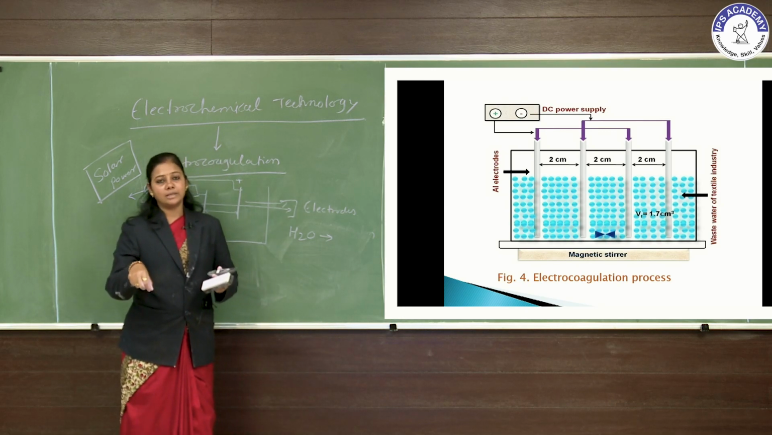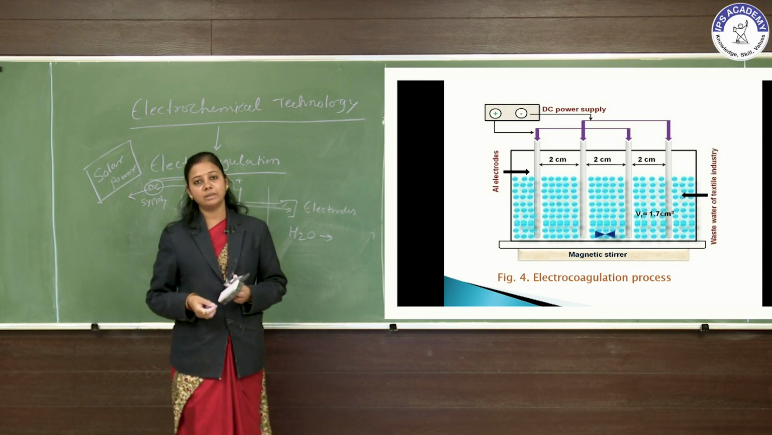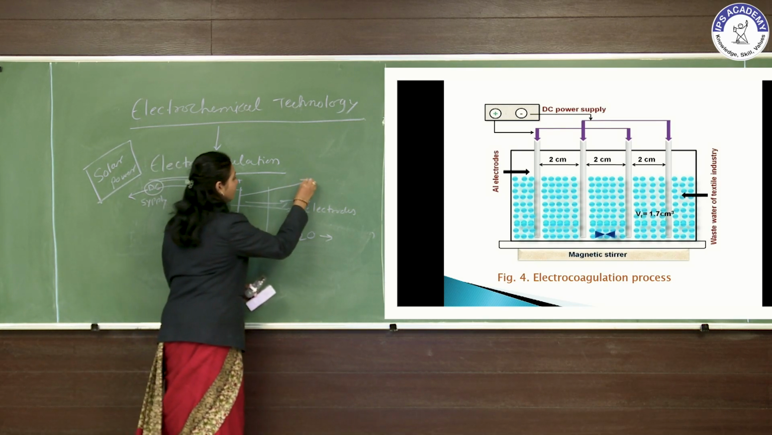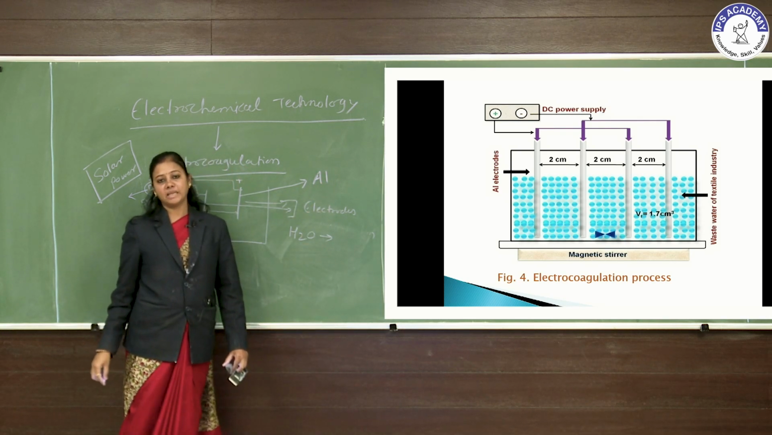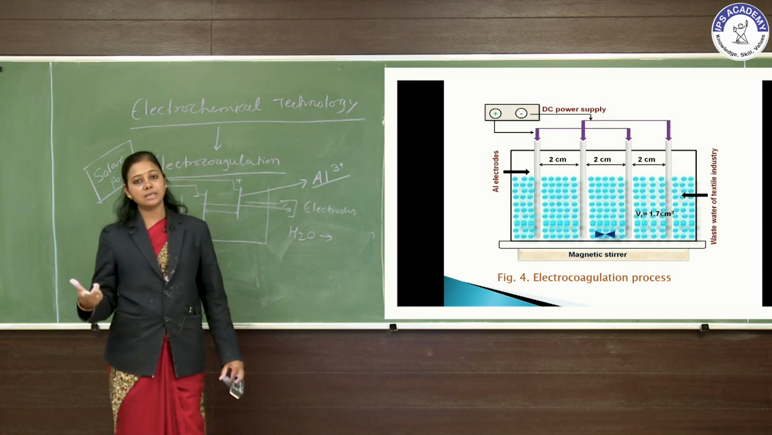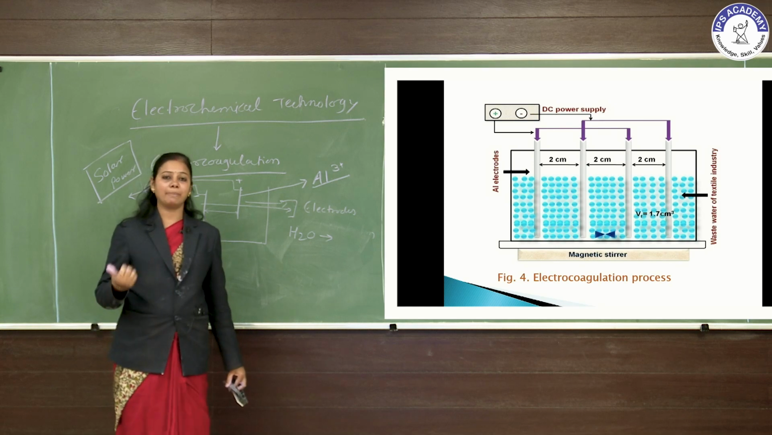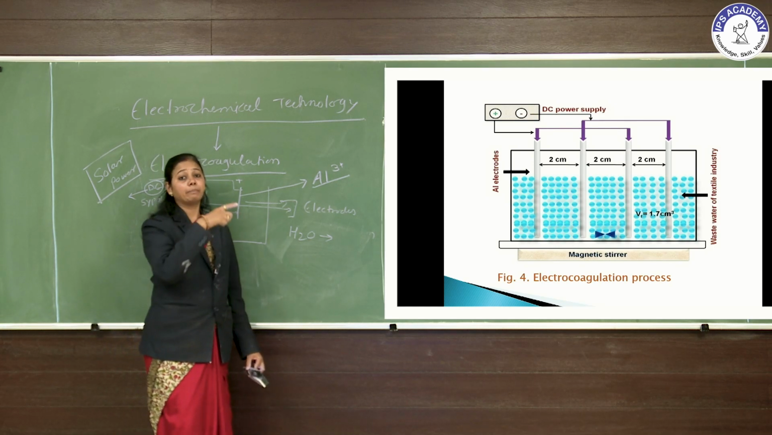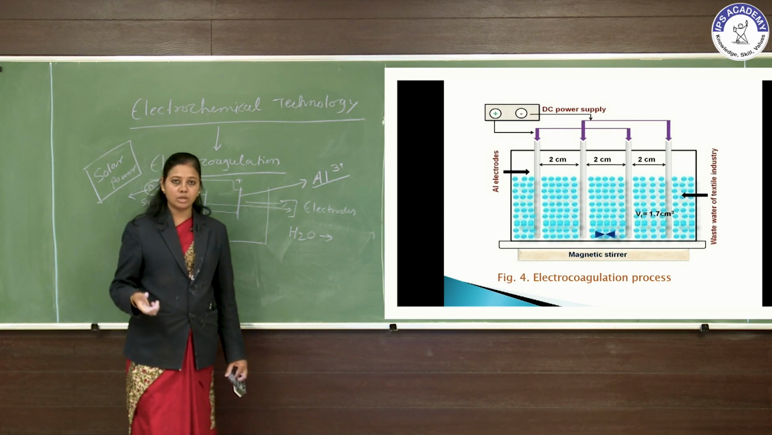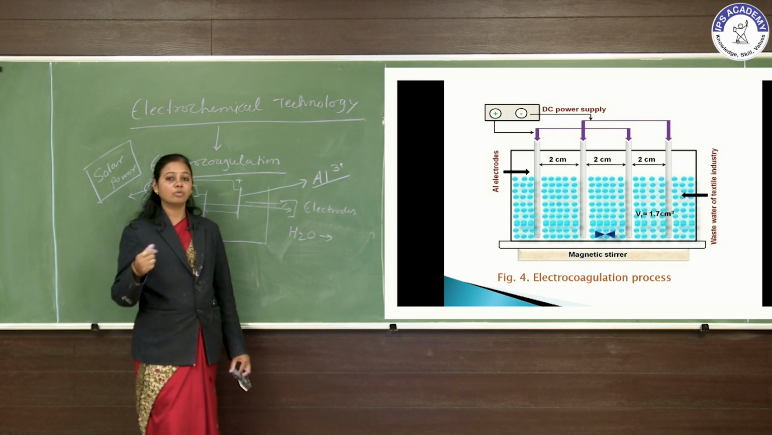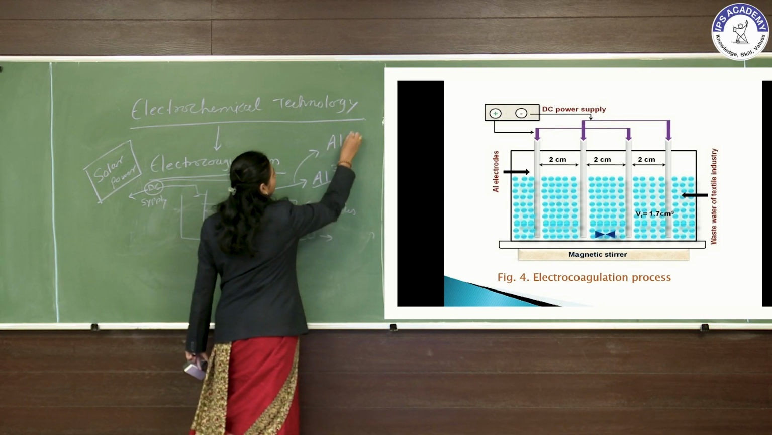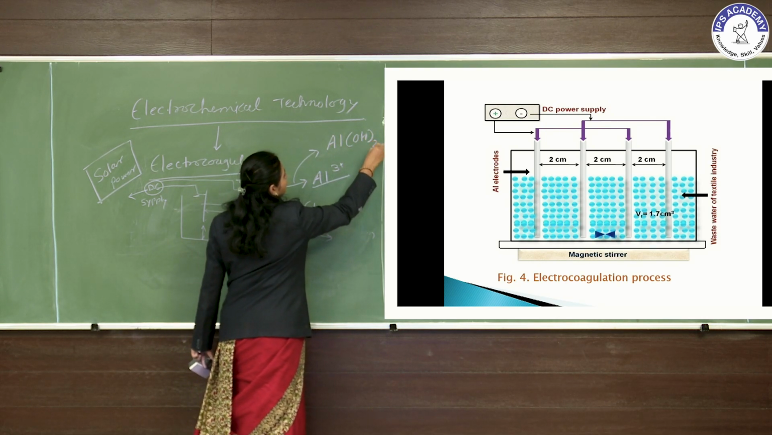Actually, when we supply current into the wastewater, what will happen? Just for an example, consider these electrodes are made up of aluminium. It will release ions into the wastewater. As soon as the current passes through that particular wastewater, the metal ions will be released into the wastewater, and that wastewater contains organic matter in it. Then what will happen? They will form metal hydroxides.